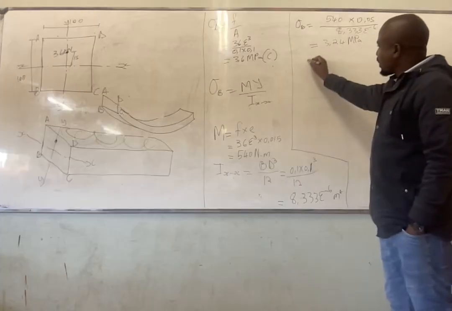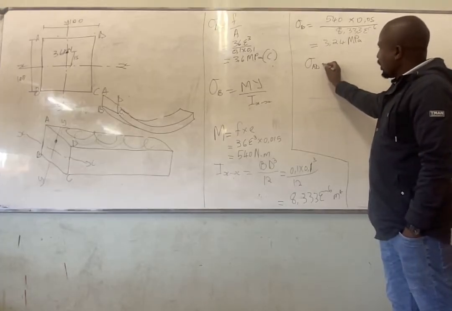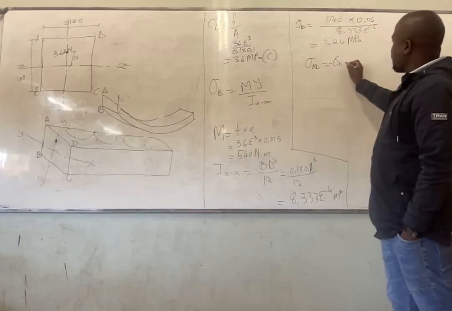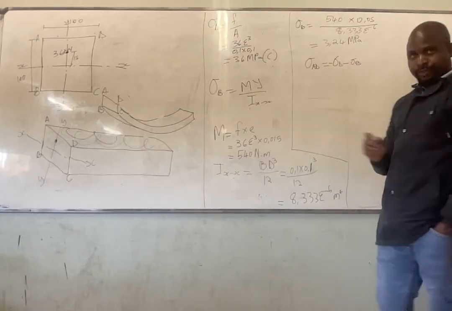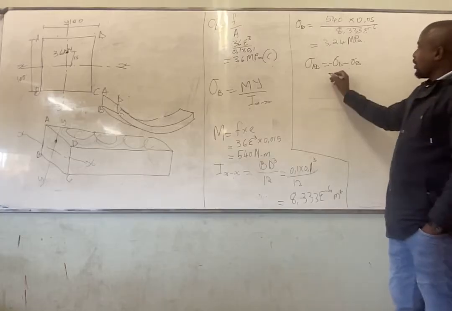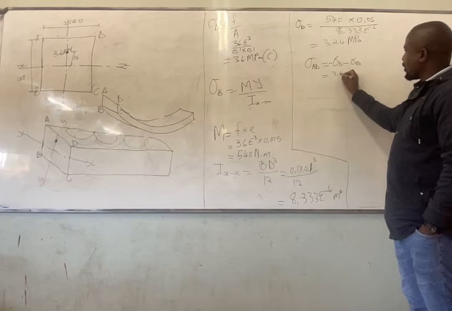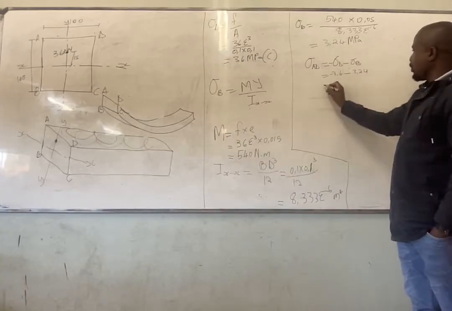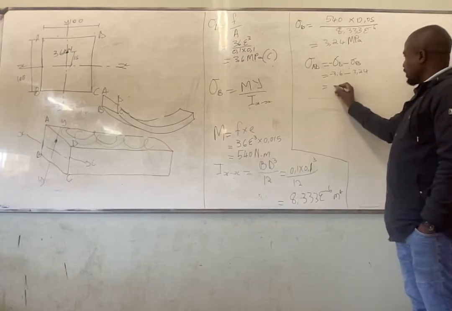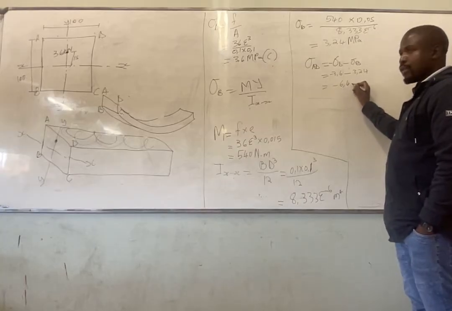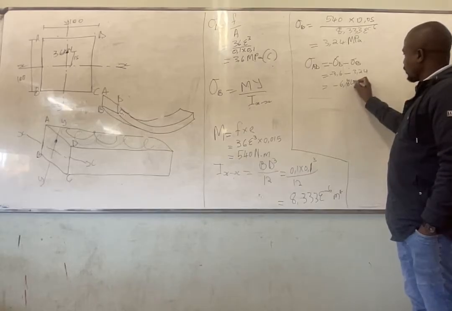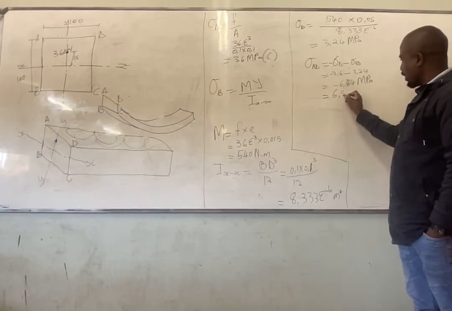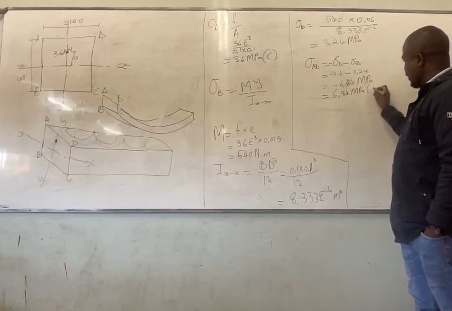And meaning stress at AD will be direct stress, which is compressive, minus bending stress, which is also compressive. I'm correct, ne? Then this one is 3.6 minus 3.24. And what do we get? Negative 6.84 megapascal. So all in all, it means we have 6.84 megapascal compressive.